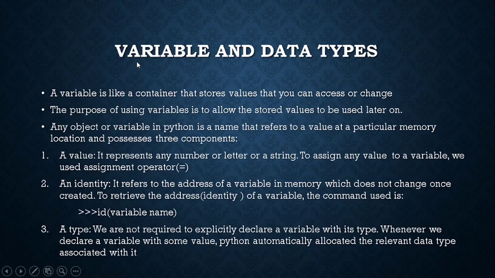All right, what is a variable? Say for example, if I write something here, a is equal to 5. I'm writing here a is equal to 5. Now what is this a? This a is nothing but a variable, or we call this one as identifier.